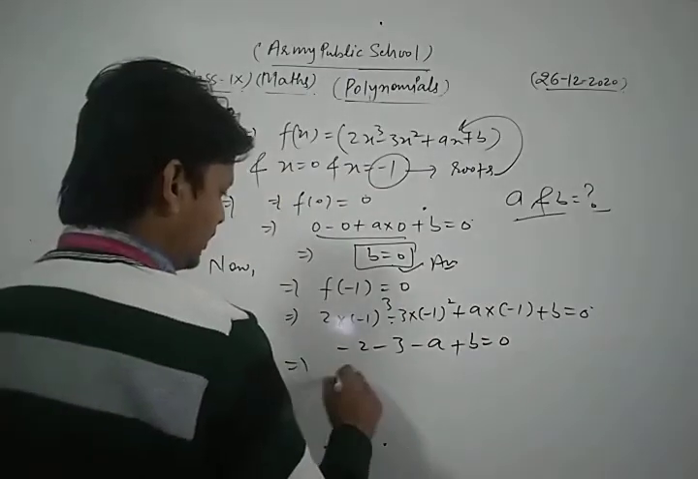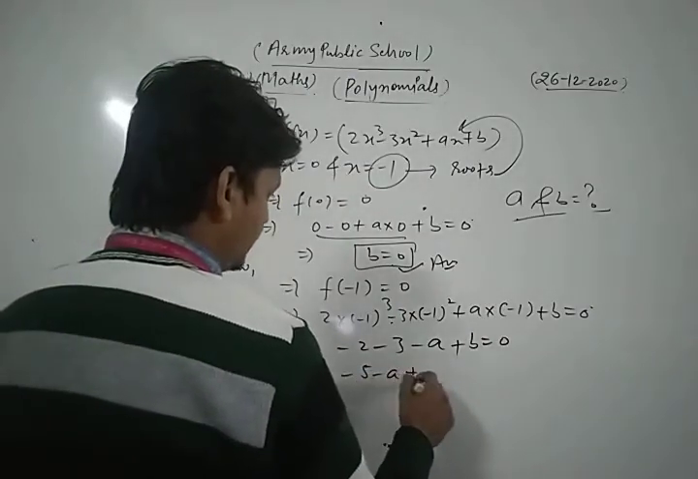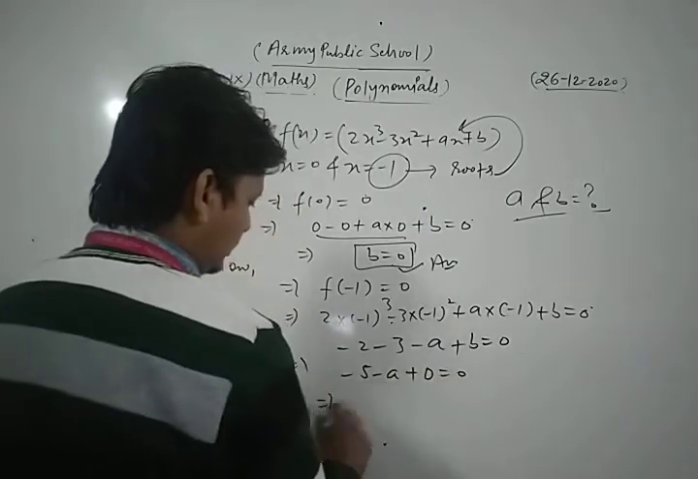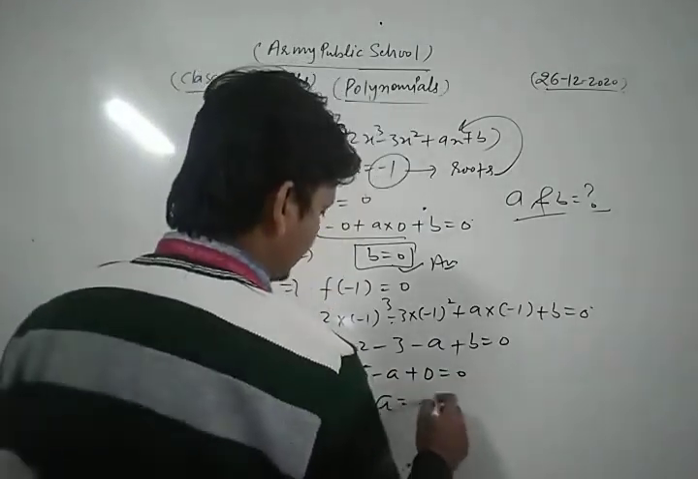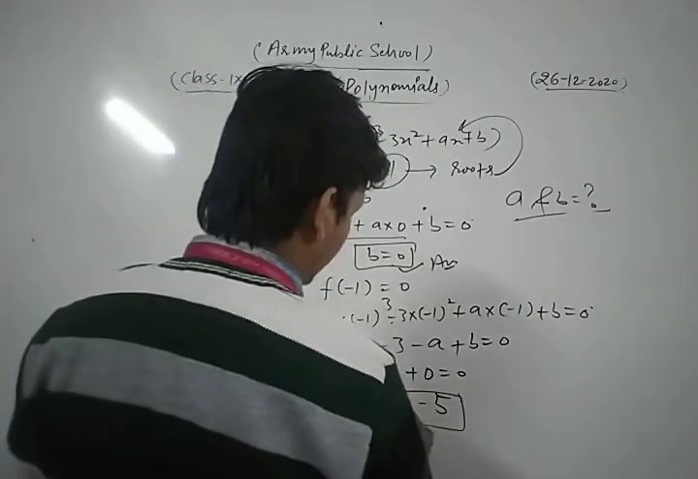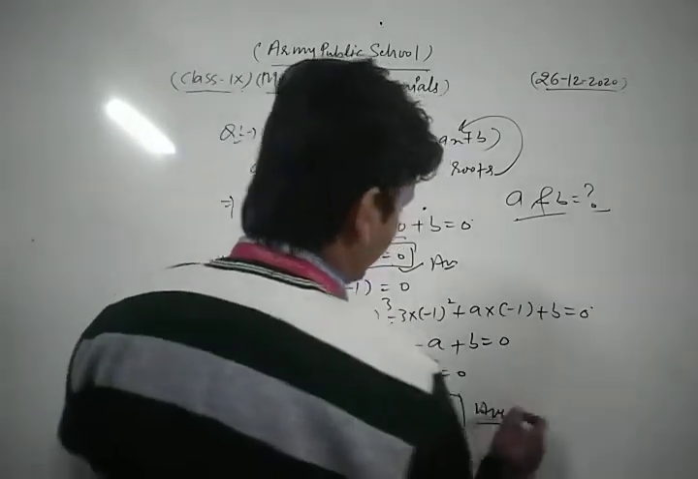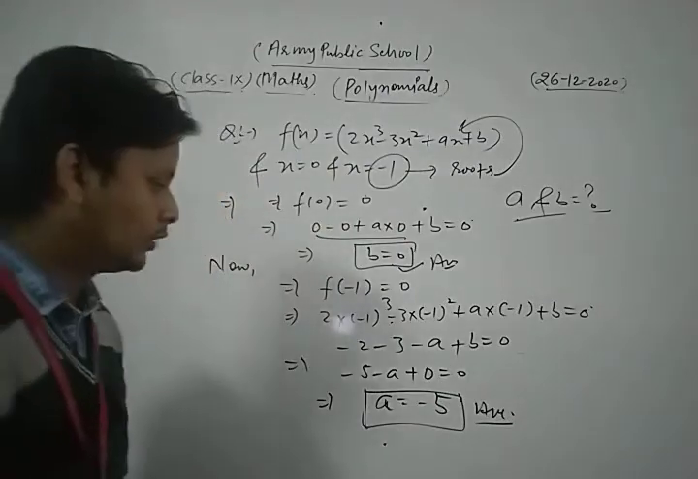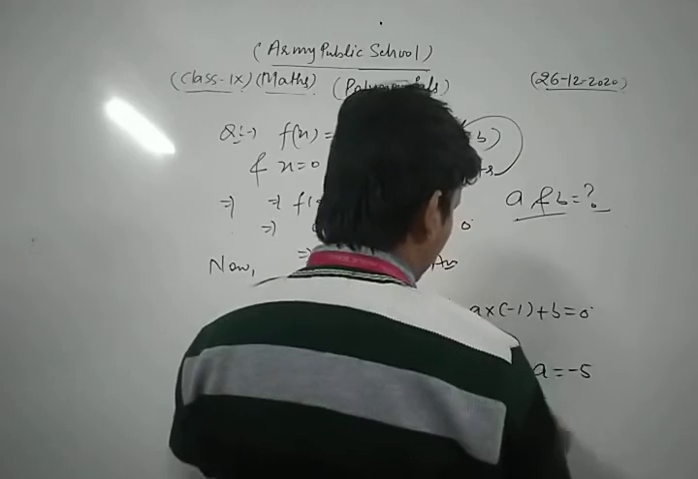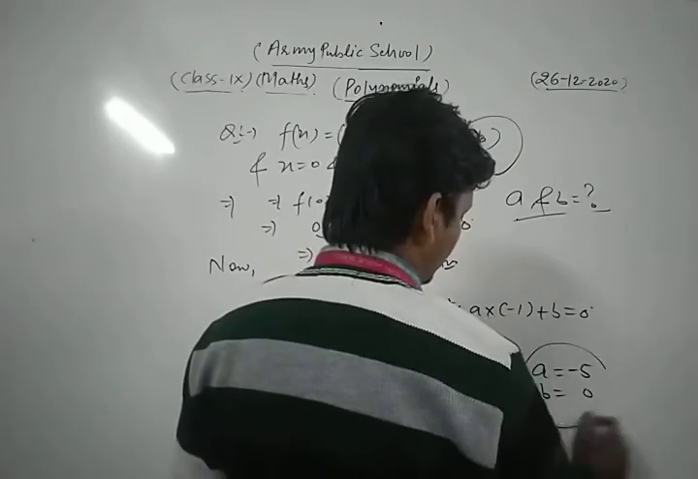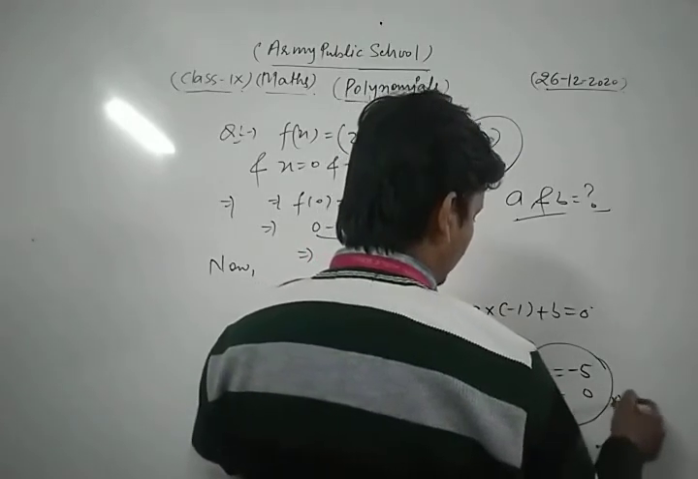Now we put this: minus 5 minus a plus 0 is equal to 0. Thus a goes to the other side, so a is equal to minus 5. This is our required solution of the given equation. In this way the value of a is minus 5 and the value of b is 0. This is our final answer of the given question.